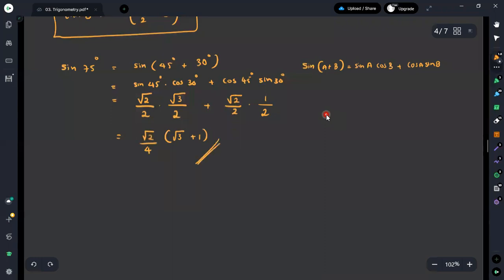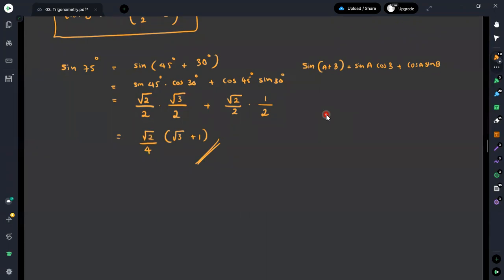If you need it in decimal form, you can just obtain the values for root 2 and root 3 and do the calculation, and you will end up with a decimal value. This is how we use the compound angle formula for sine(A plus B).